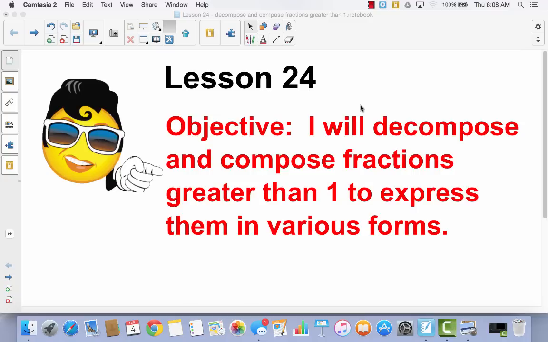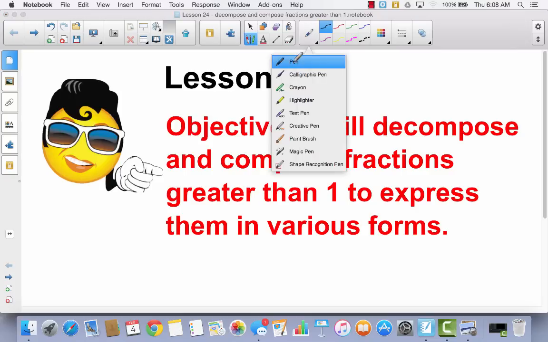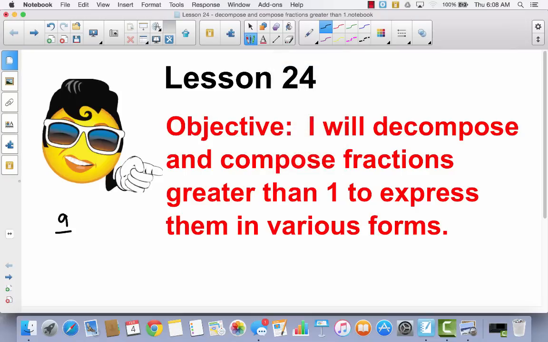Lesson 24, I will decompose and compose fractions greater than 1 to express them in various forms. So basically what we're going to do is take fractions that are greater than 1. Say for example we have 9 halves, and we're going to write this as a mixed number, which would be 4 1/2. I'm going to show you how to do that, and we're also going to talk about how you can go the other way.